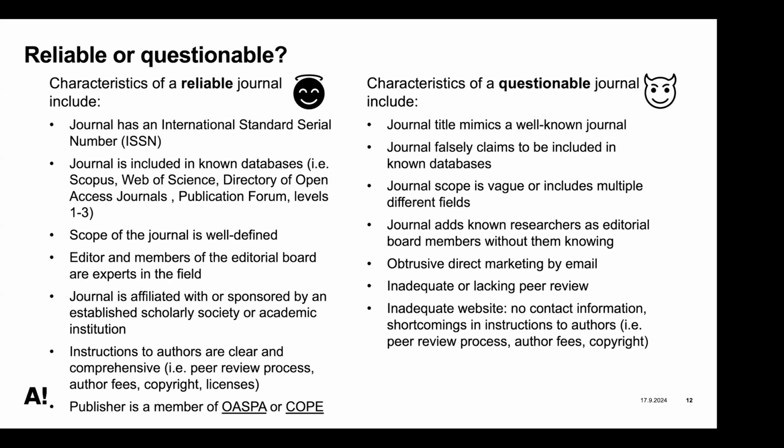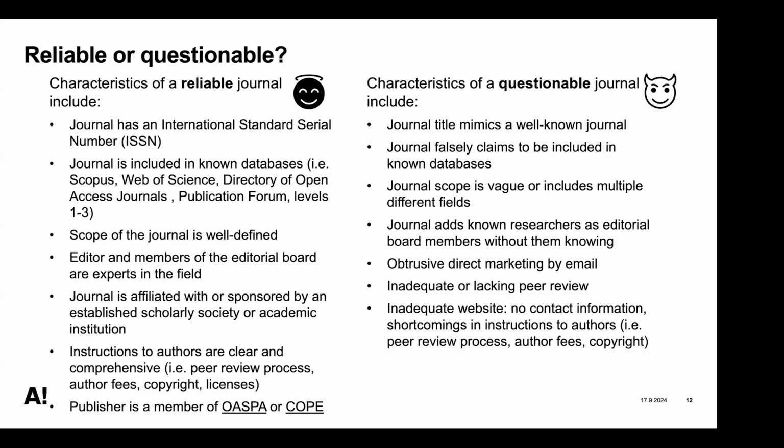The editor and members of the editorial board are recognized experts in their fields. The journal is affiliated with or sponsored by a reputable society or academic institution. The journal provides detailed and transparent instructions to authors, including information on the peer review process, author fees, copyright policies, and licensing. And finally, the publisher is a member of respected organizations like the Open Access Scholarly Publishers Association or the Committee on Publication Ethics.